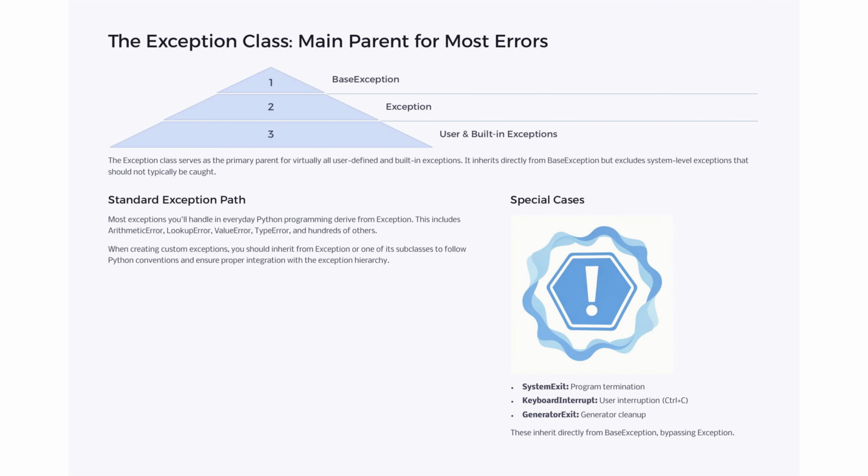The exception class is the main parent for most user-defined and built-in exceptions, inheriting from base exception. It excludes system-level exceptions like system exit, keyboard interrupt, and generator exit. Most exceptions, such as arithmetic error and lookup error, derive from exception. Custom exceptions should inherit from exception or its subclasses for proper integration.